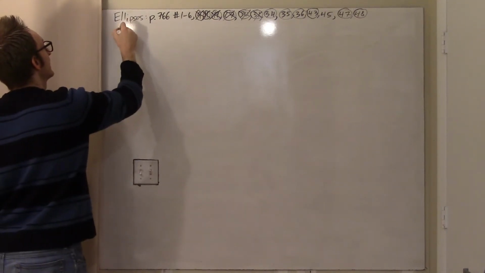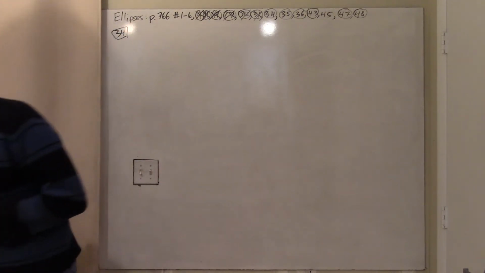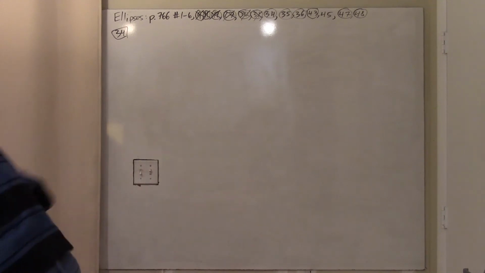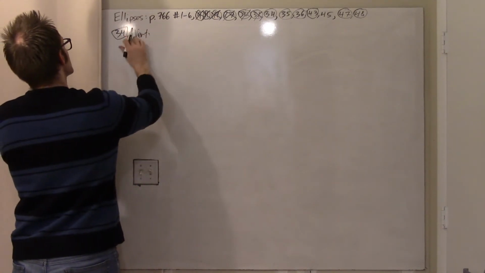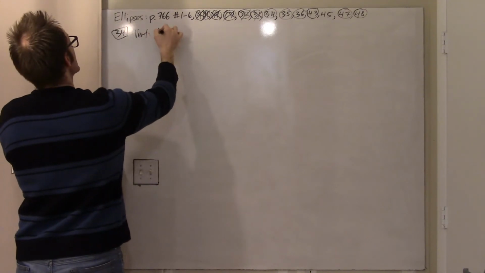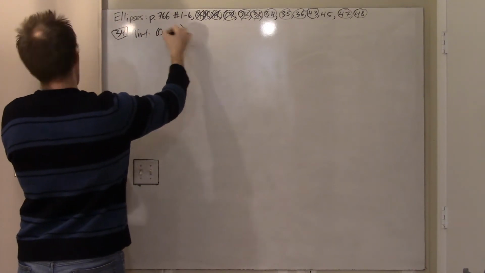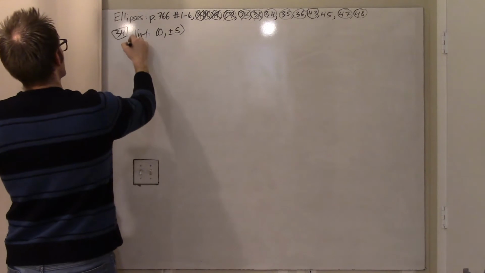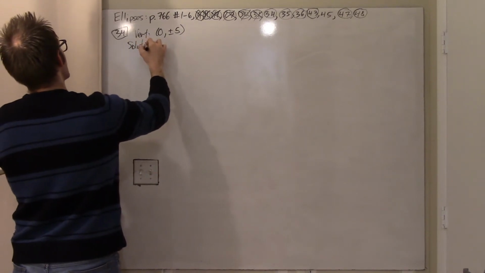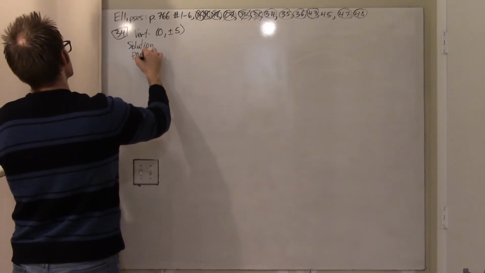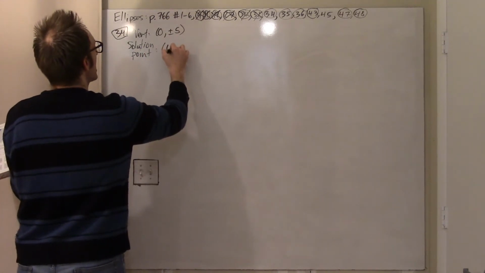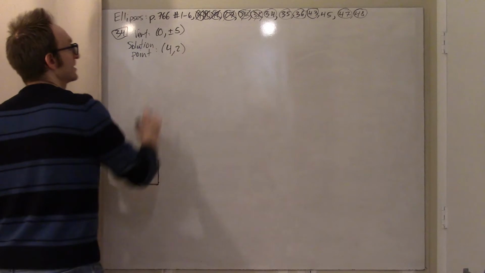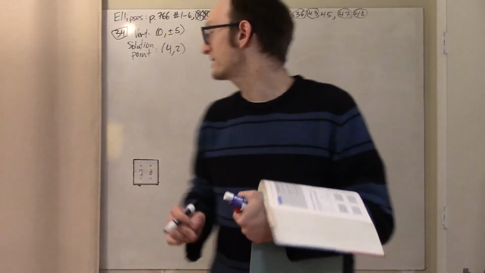34. This is just kind of more of the same, I guess. My vertices are at 0, plus or minus 5. And the so-called solution point, okay, that's not really a standard piece of terminology, but it's just their awkward way of saying this is one of the points on the ellipse. Okay, so this is not so hard.